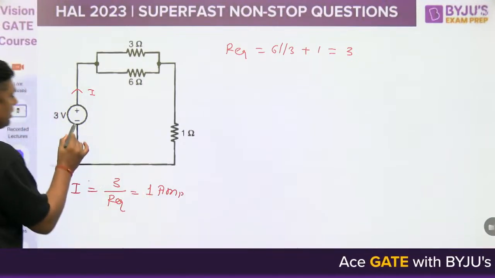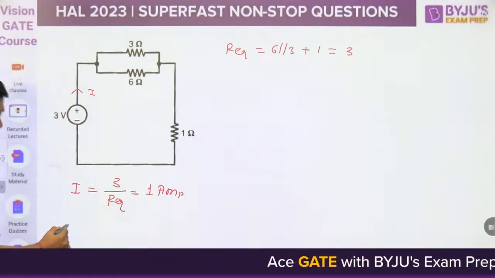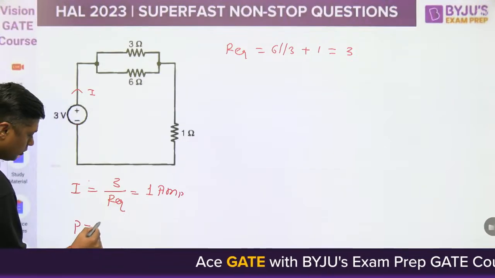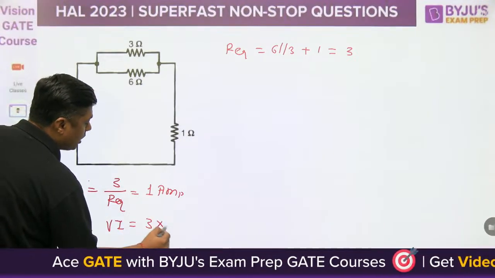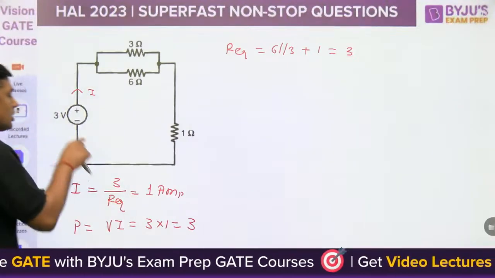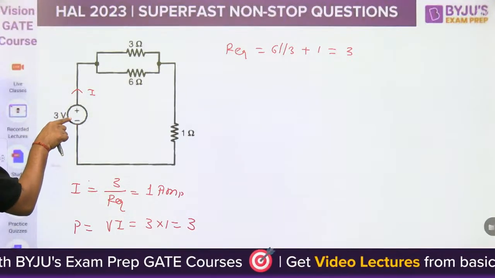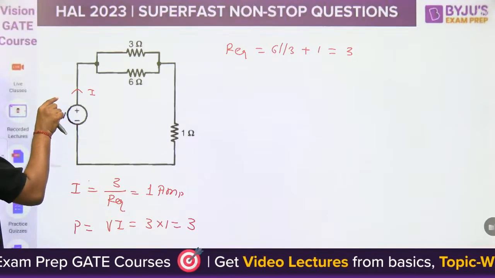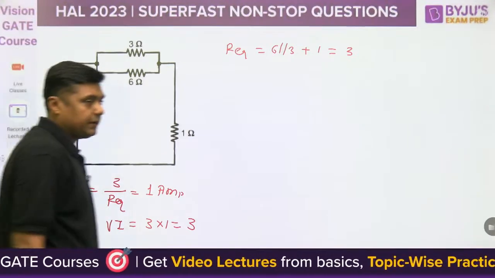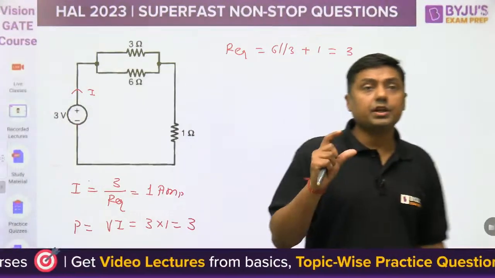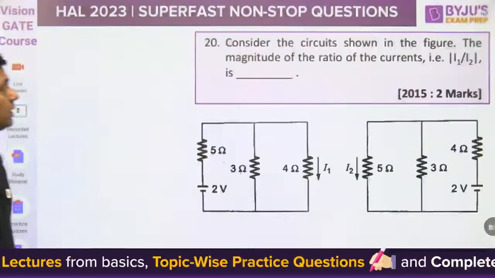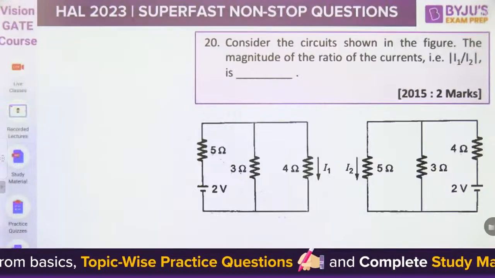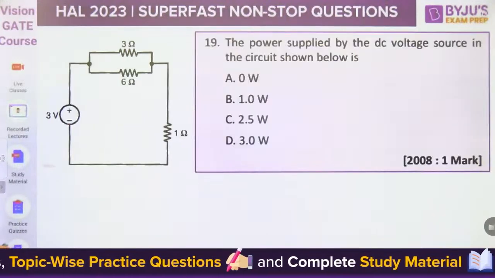So what is the power delivered by this battery? Power is equal to V into I, that is 3 into 1, so 3 watt. Because current enters through the negative and leaves through the positive, this is the power delivered by the battery. So 3 watt is the answer for this question. Next question. This is the answer D.